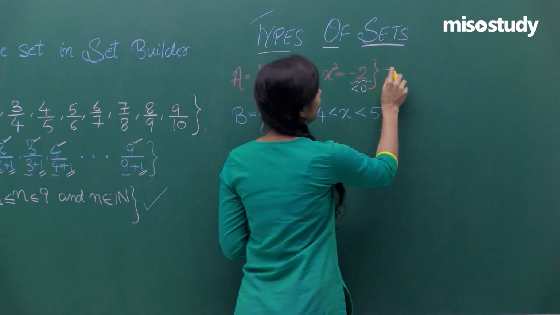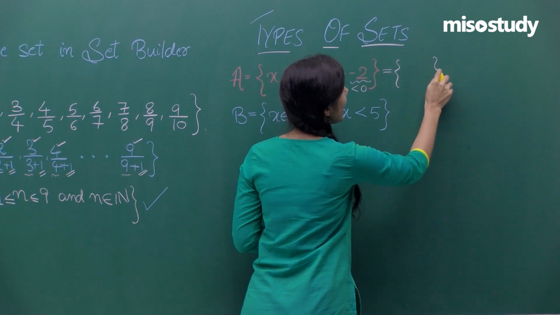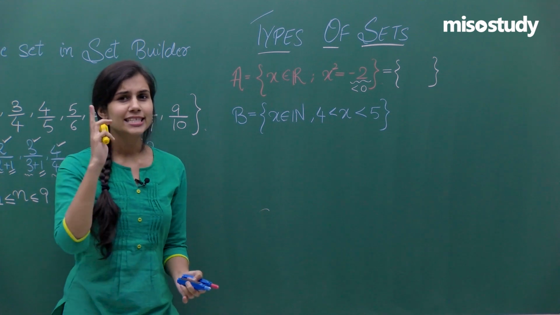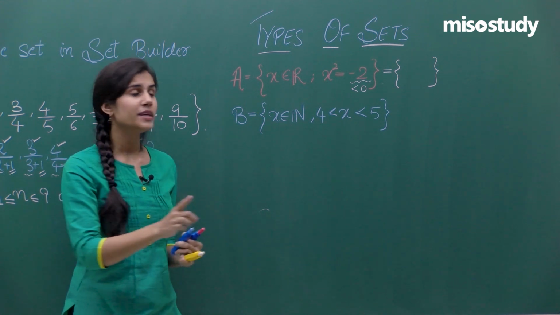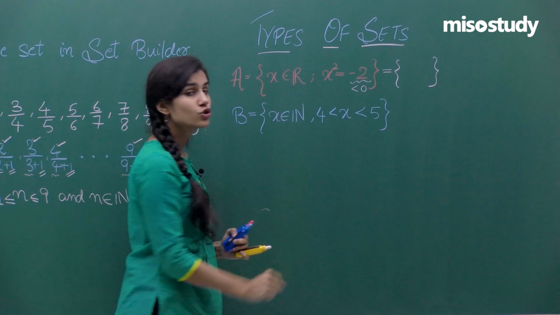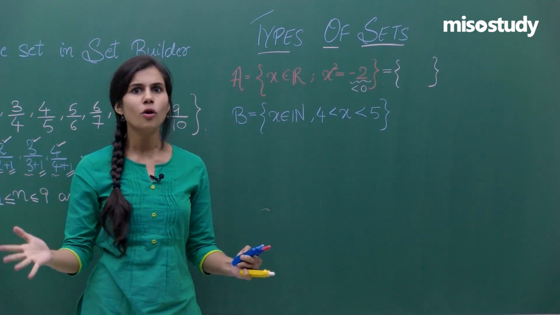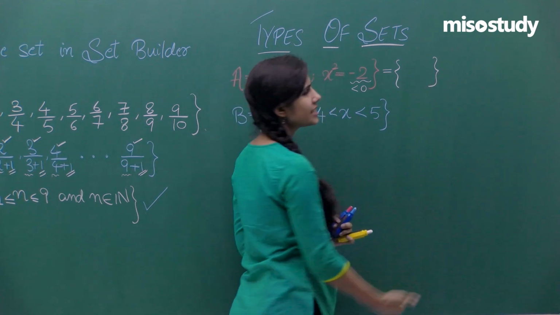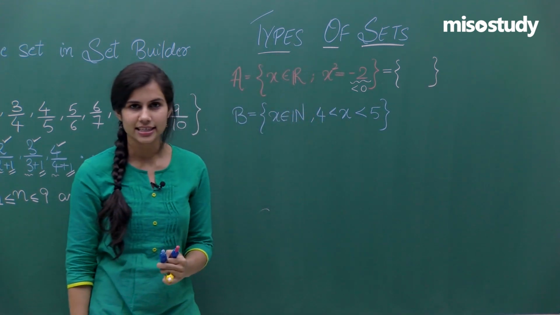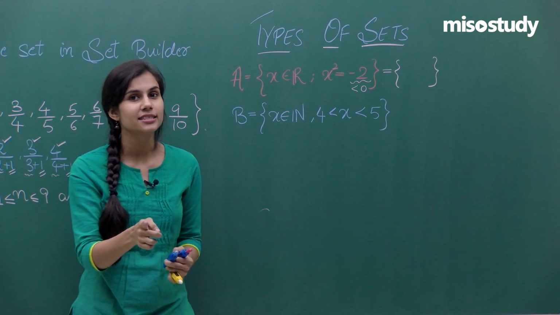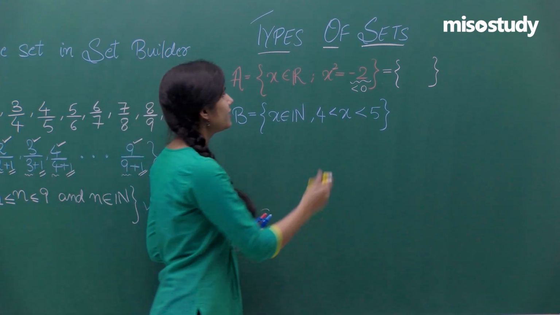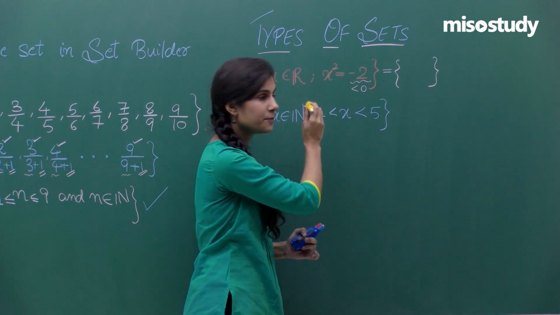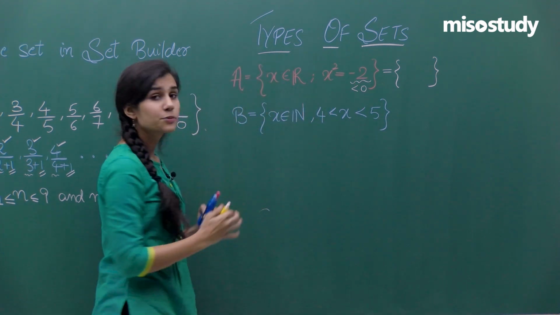But set A is actually a set, so it will have a starting brace and it will have an ending brace. What is sitting inside this set should be a member satisfying this rule. But there is no member satisfying this rule, which means there is nothing sitting inside this set. This set contains nothing because there is no member satisfying this particular rule. Let's try and observe set B.